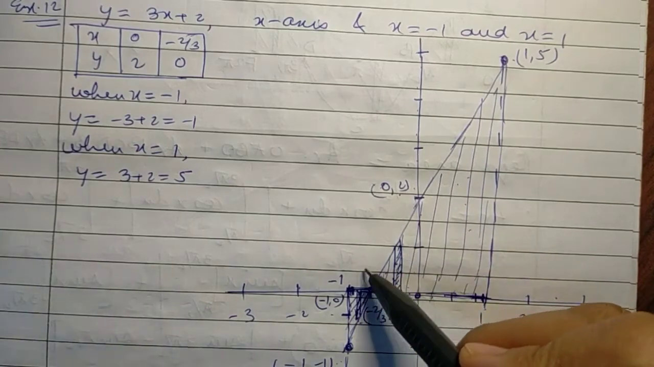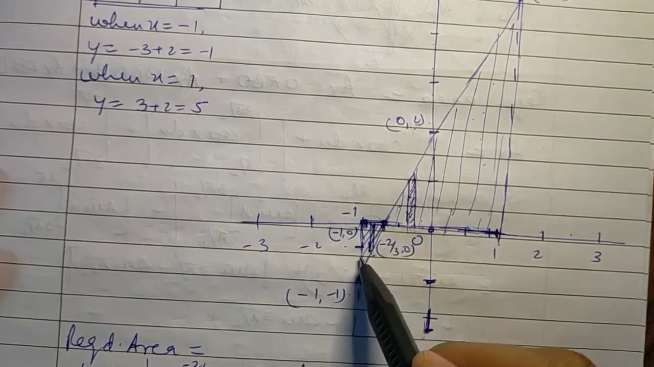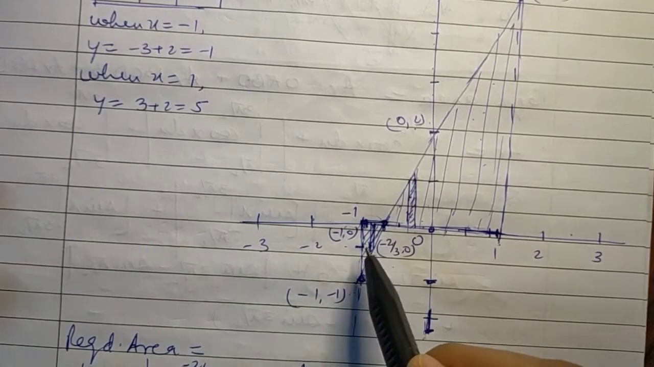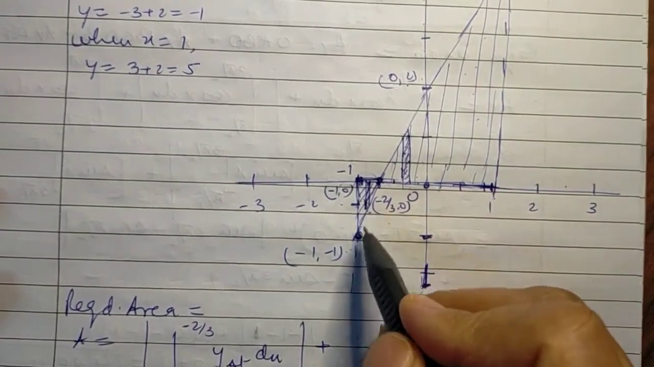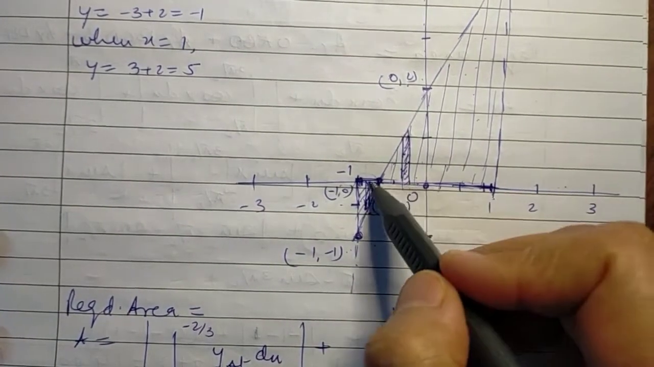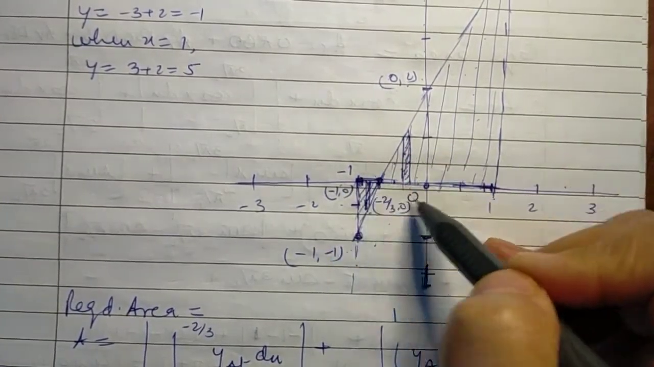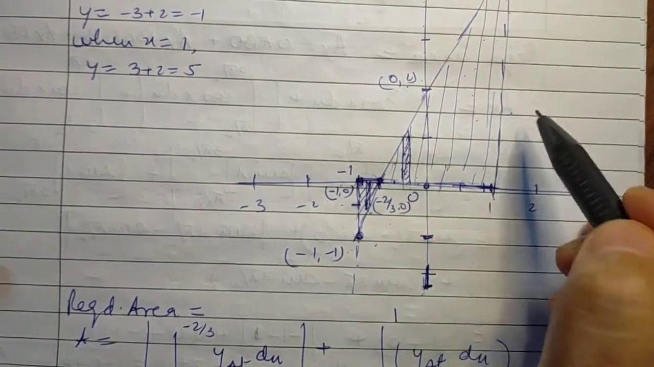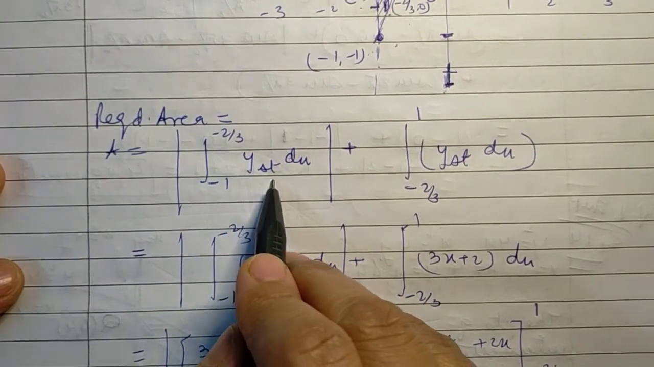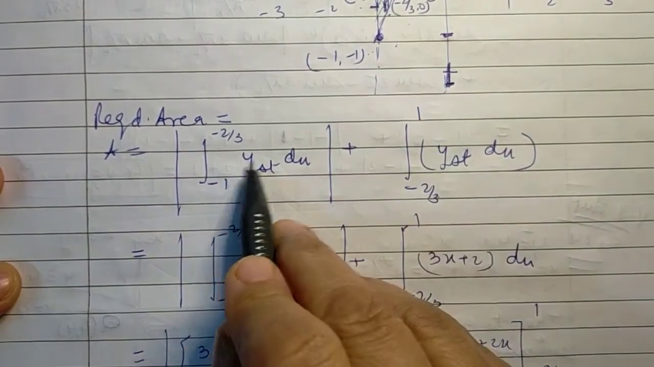whether it's in the second quadrant or in the first quadrant, the y coordinate is positive, whereas in the interval from x equal to -1 to -2/3, the value of y is negative. So obviously the area will come out to be negative. So we will find this area as a sum of two areas, one lying in this portion and one lying in the entire second and first quadrant. So simply we get from -1 to -2/3 y on the straight line plus -2/3 to 1 y on the straight line. So the curve remains the same.